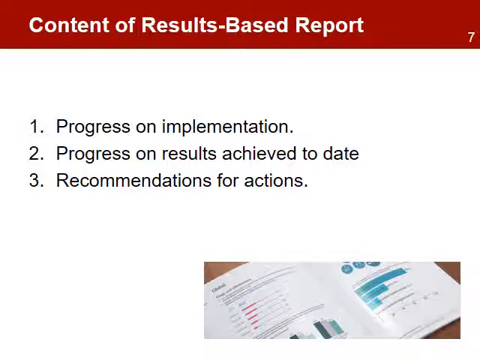The content of a progress report will contain three main elements. These are the status of the implementation, the status of the results achieved to date, and recommendations for action.